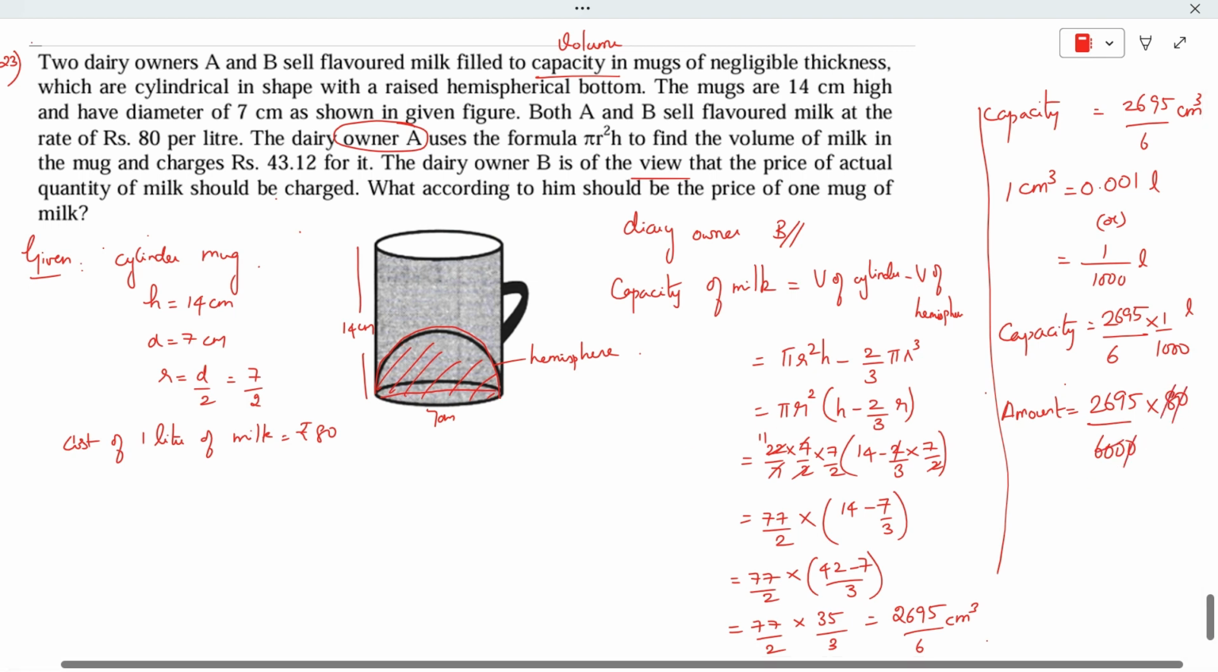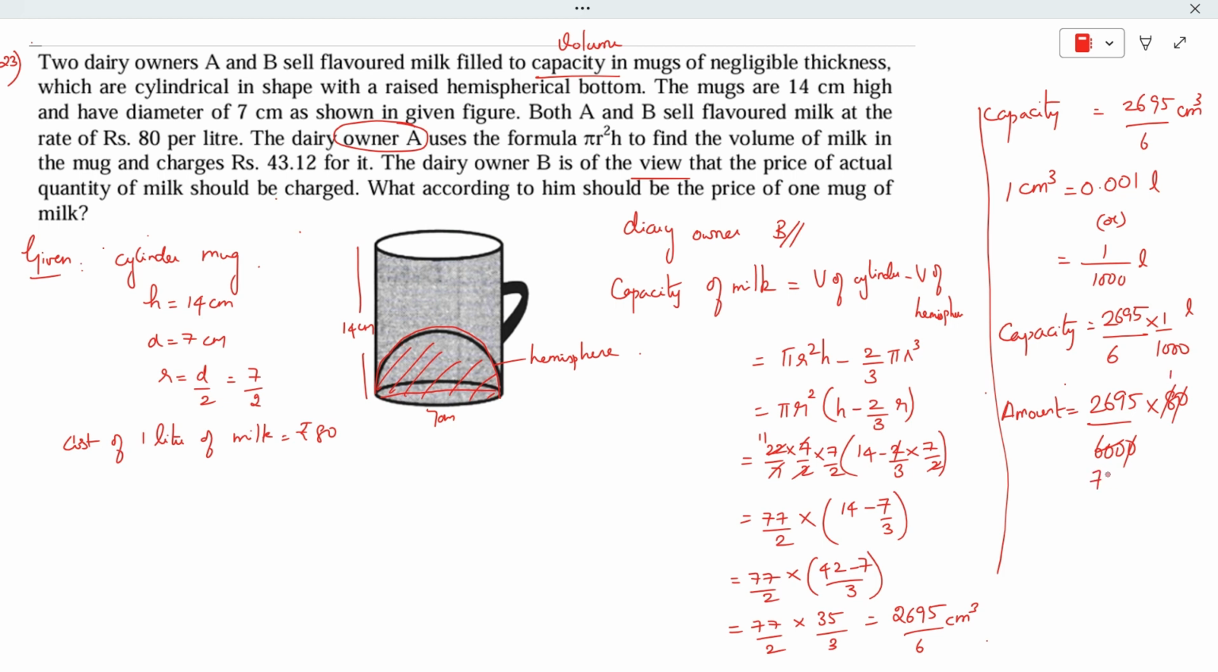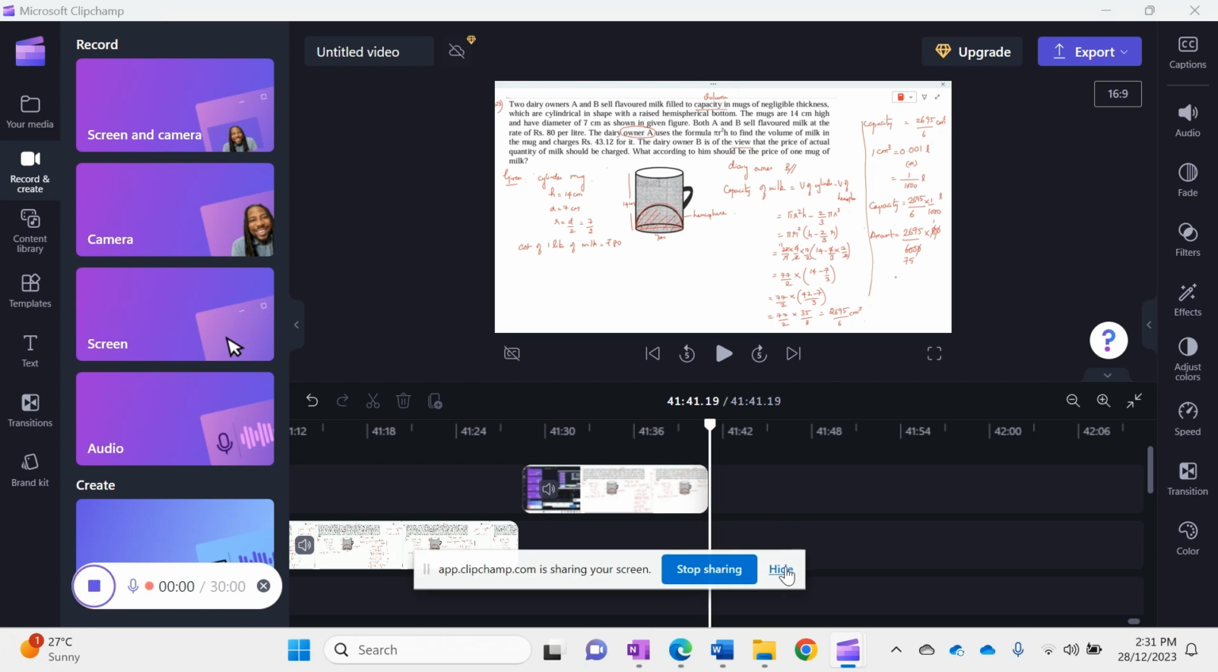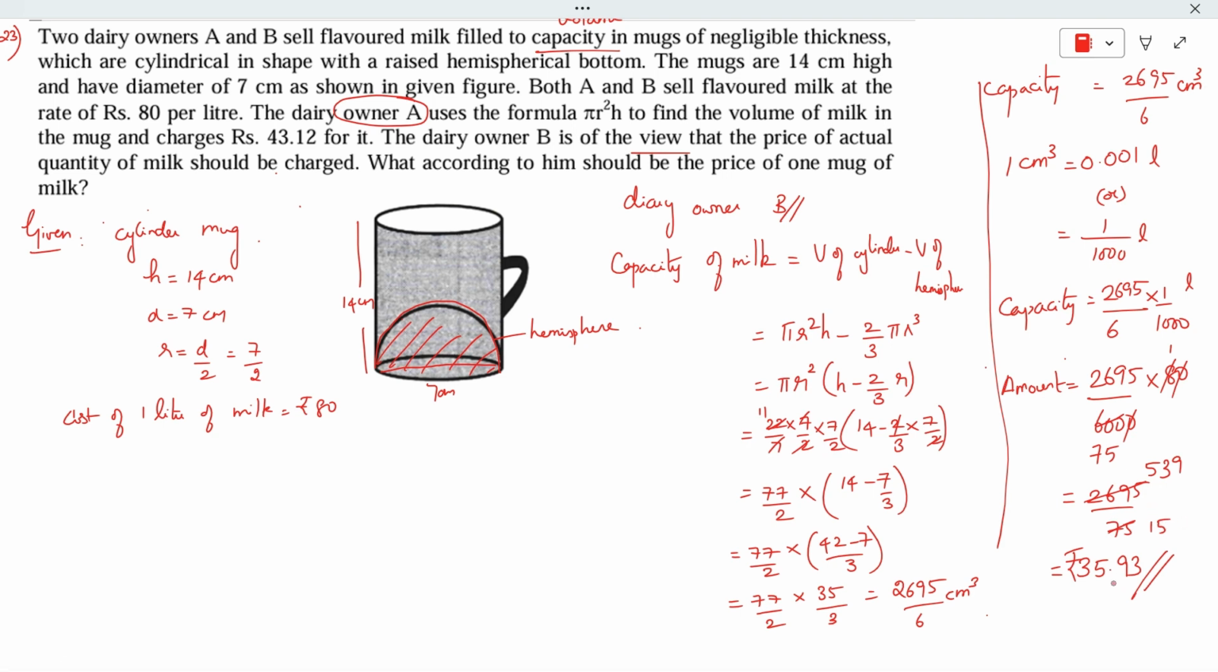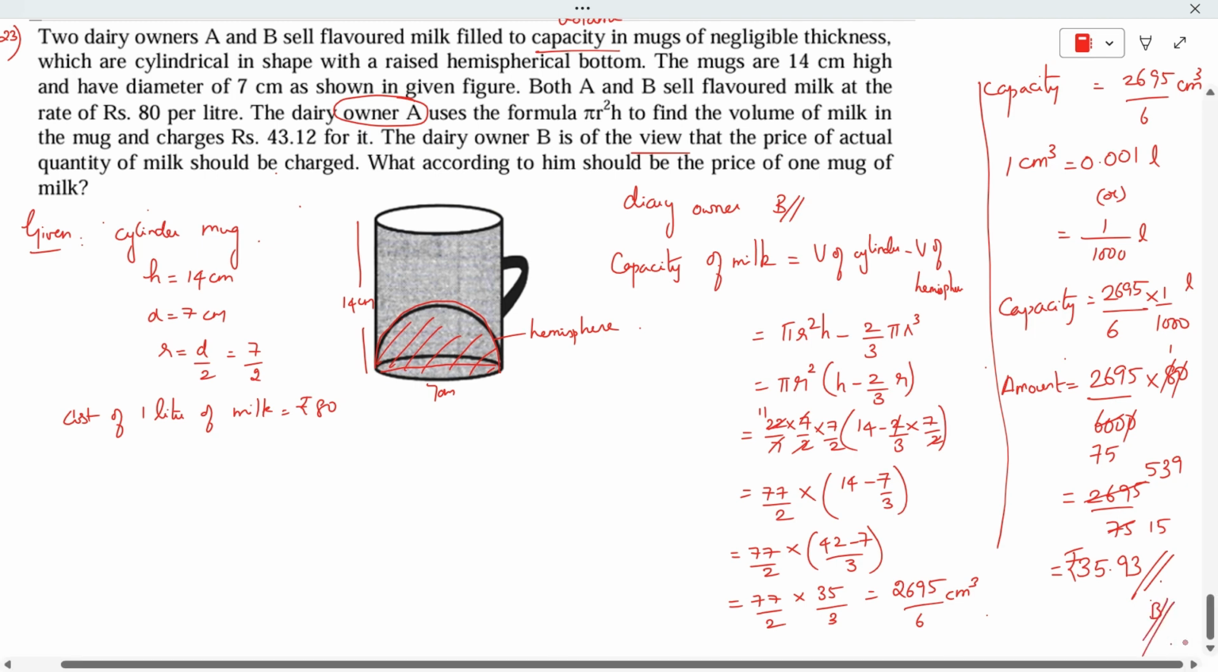Now you cancel 6000 by 80, and after cancellation again by 5, you will get 539 by 15. If you do the long division method, you will get 35.93 rupees. So this is the price of 1 mug of milk according to dairy owner B. Isn't it? So conclude accordingly.